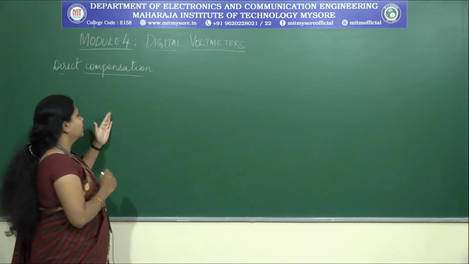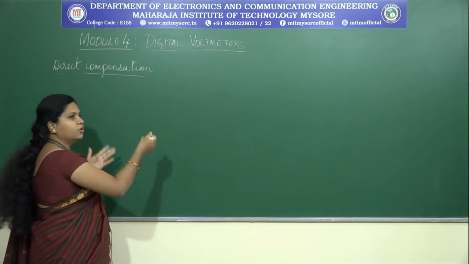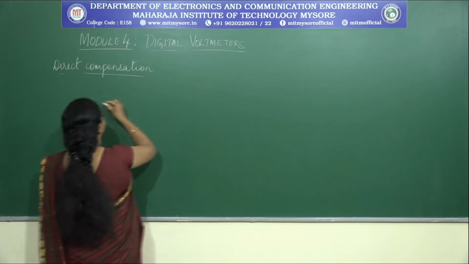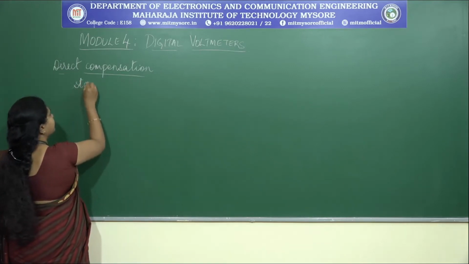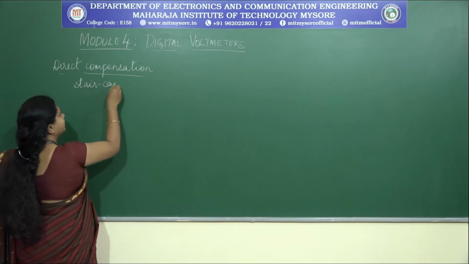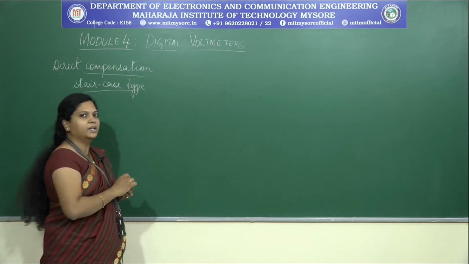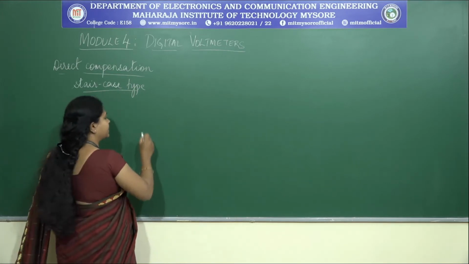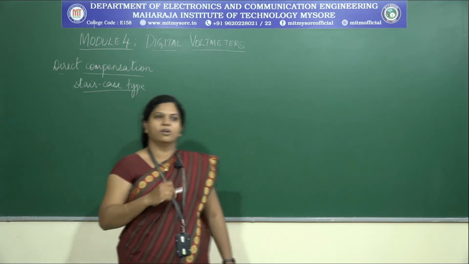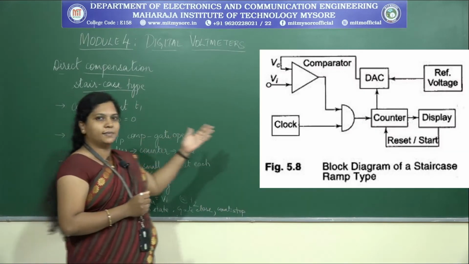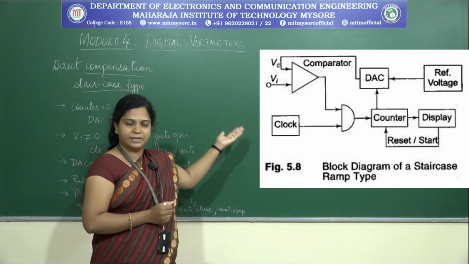Initially, it is also known as the staircase type. We call it a staircase type of DVM since we compare directly with the input, that is, a step size will be compared depending on the parameters. So, this is the block diagram of the direct compensation type.